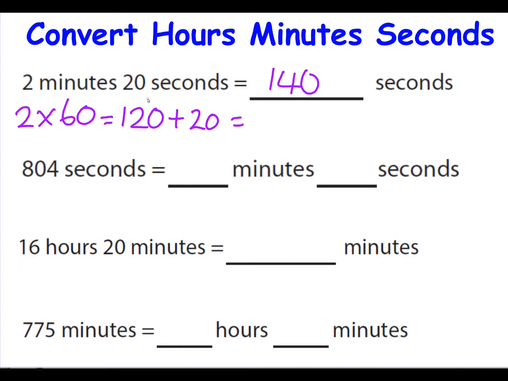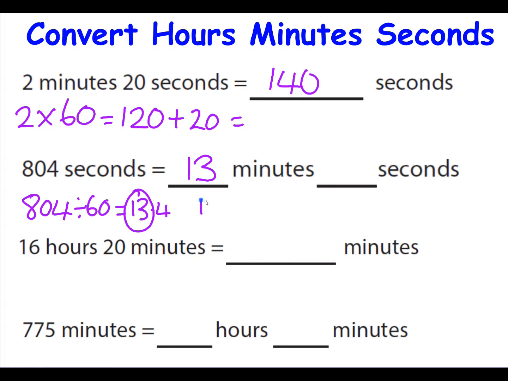Now going back the other way to convert seconds into minutes and seconds is slightly trickier. You need to divide the 804 by 60, or find out how many lots of 60 seconds there are in 804 seconds. Now if I did this on a calculator, it would say 13.4. Now we're not really interested in the 0.4, we're interested in the 13. I know that 60 goes into 804 13 times, so I know there are 13 whole minutes.